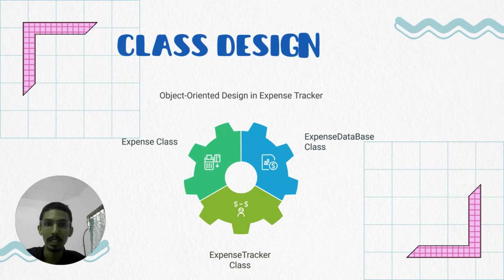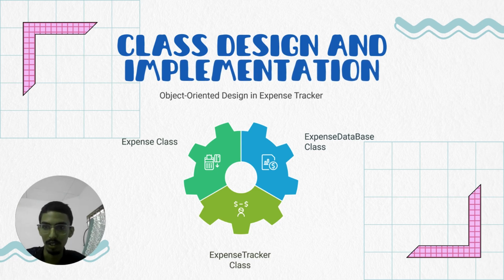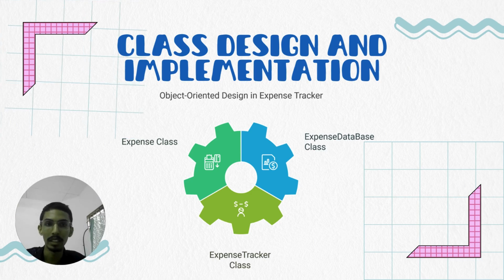The first part would be the class design, and then the implementation. When we analyze the implementation code, we see that this application has three classes. The first class is the expense class. The second class is the expense database class. The third class is the expense tracker class. The first part would be the class design.